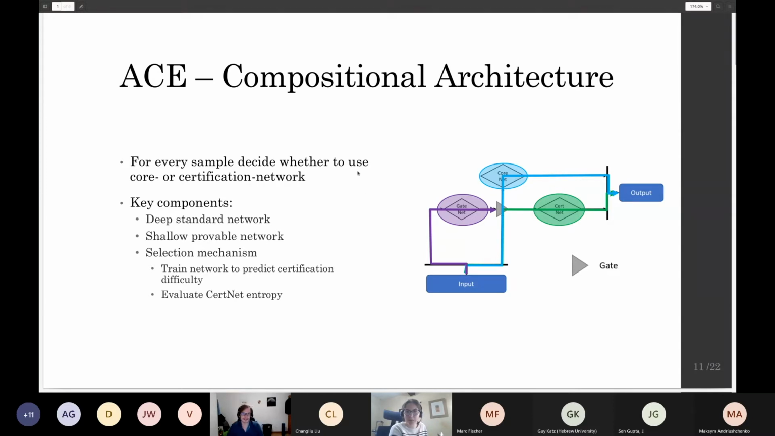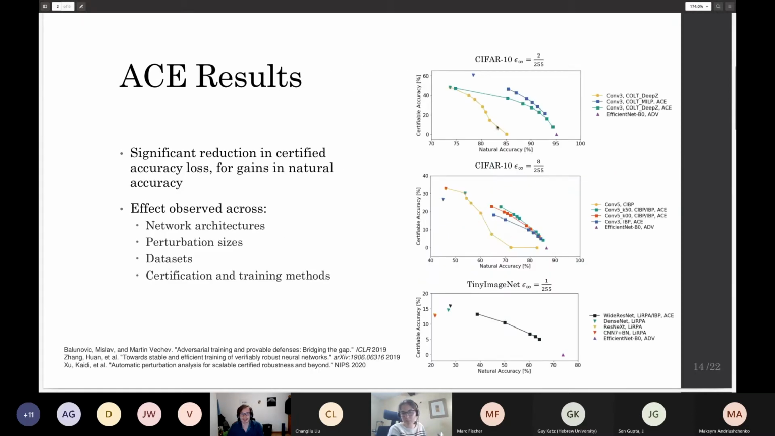The first one is on ACE, which are compositional architectures for easier robustness certification. Essentially, the idea is based on having two networks, one shallow certifiable network and one deep state-of-the-art not certifiable network, and then one decision mechanism deciding on a per sample basis during inference time which network to use. And this effectively allows us to do a much more efficient trade-off of natural and certifiable accuracy.